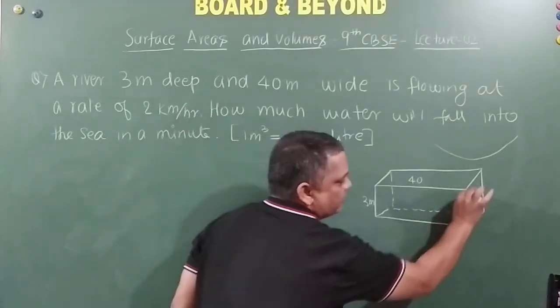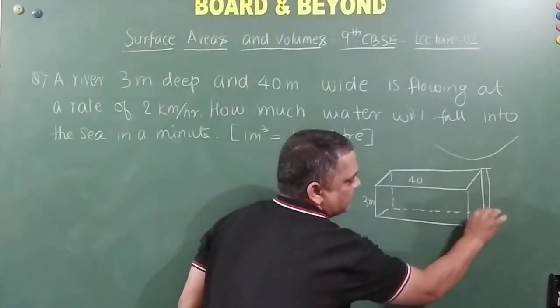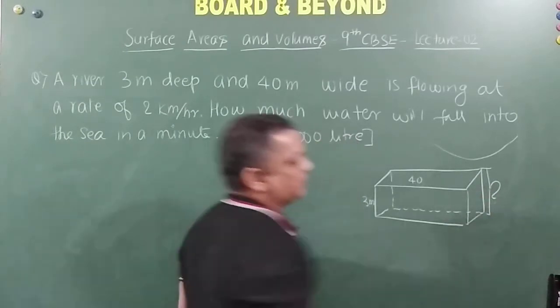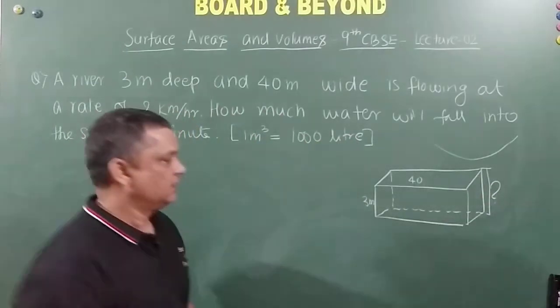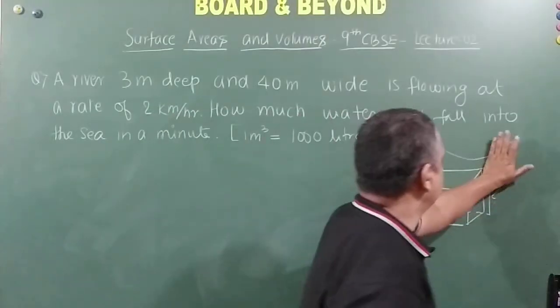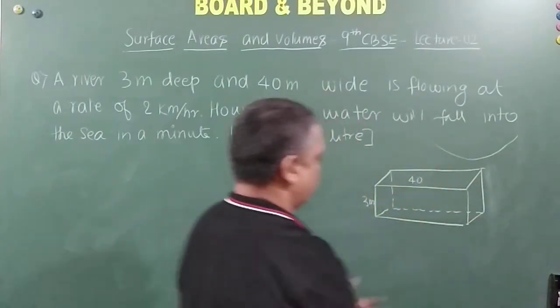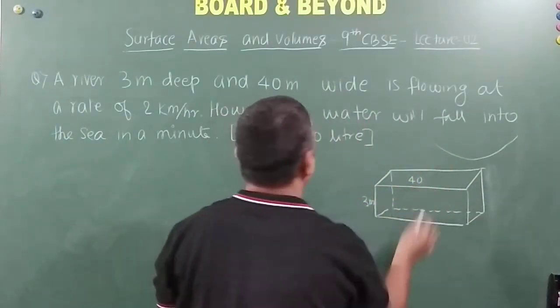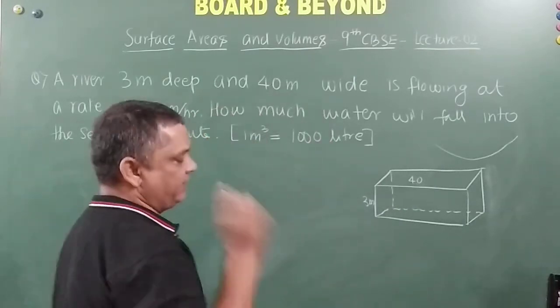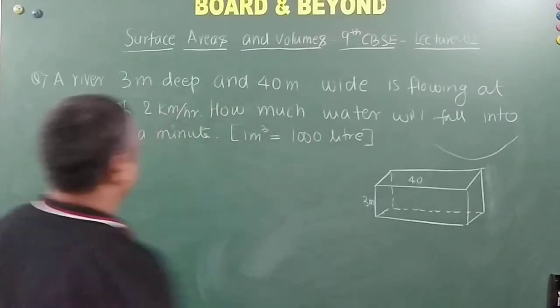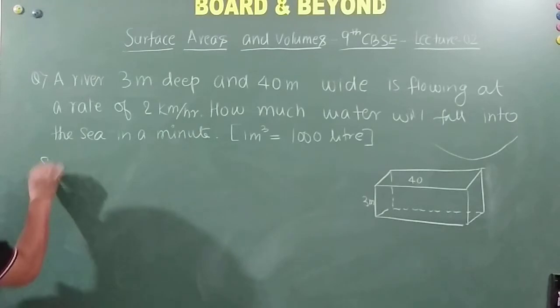Now we are expected to find this. Sorry, not this. So 3 meter, 40 meter. We are expected to find the volume of water, not that. Okay, so let's try to solve it now.